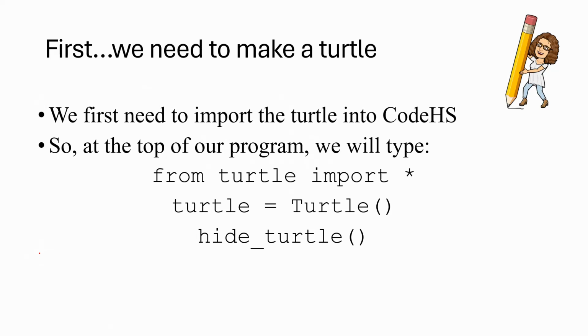So we're going to import the turtle into CodeHS. At the top of our program, we will type from turtle import star, turtle equals turtle, and then we're going to hide turtle. This hide right here doesn't hide the turtle that we just made. CodeHS has a turtle already in there, but that turtle has very limited abilities. So I'm making sure that we have the ability to use Python's fully built-in turtle, so that way you get all of your options when you're drawing. And I try to make sure that that is at the top of your program already, just in case you would want to do any of the other programs.